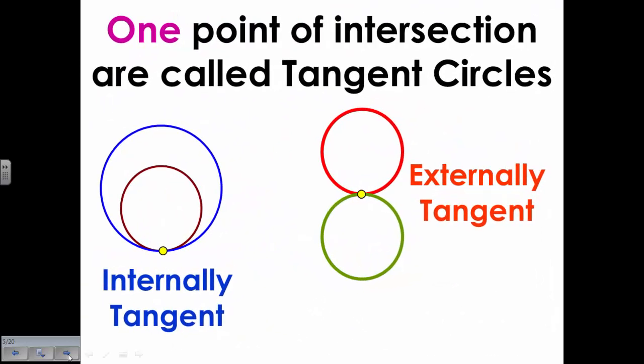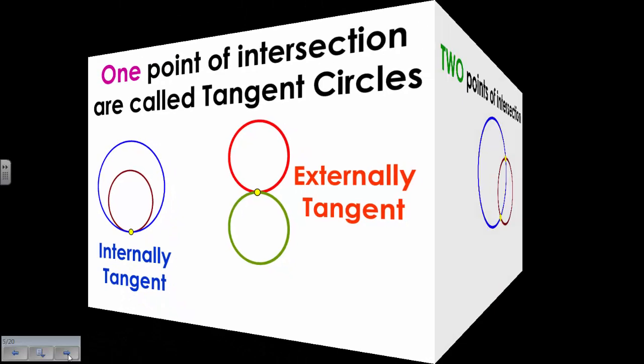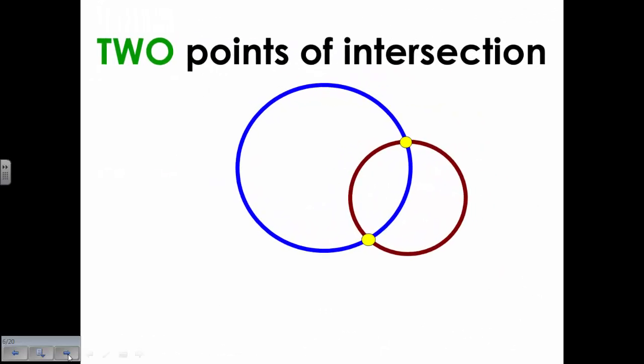One point of intersection are called tangent circles. There's two types of tangent circles. Those that are internally tangent, where one circle is inside of the other, and those that are externally tangent, where they are on the outside of the circle. 2 points of intersection are just what it says it is. There's nothing special about it.